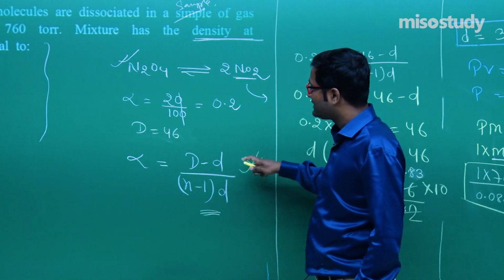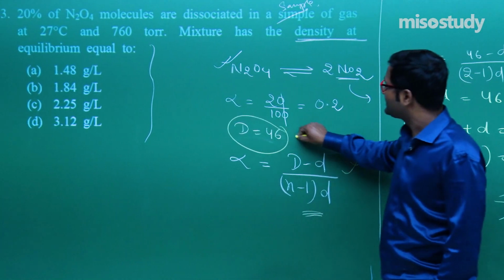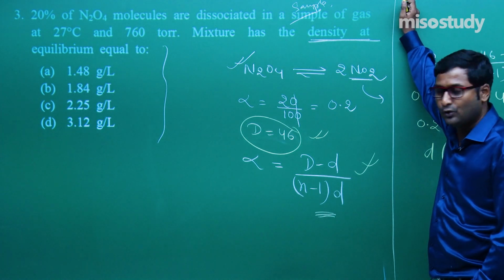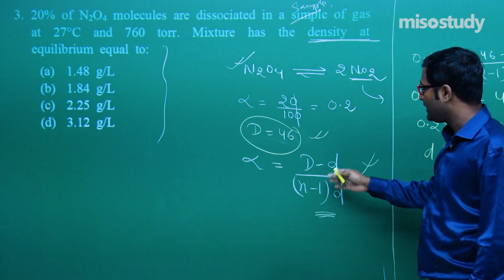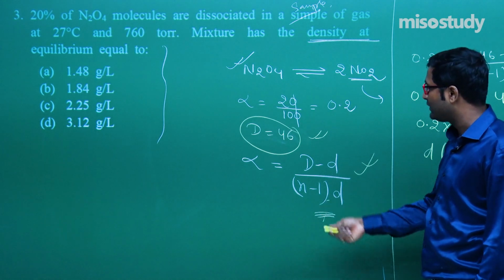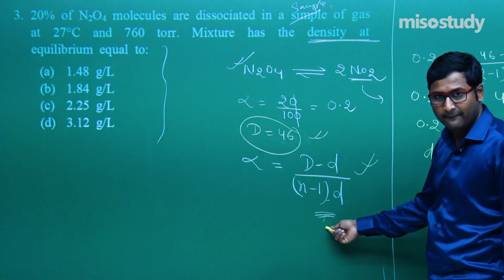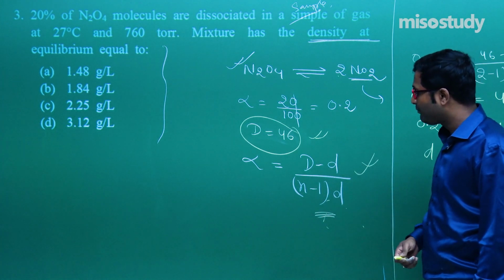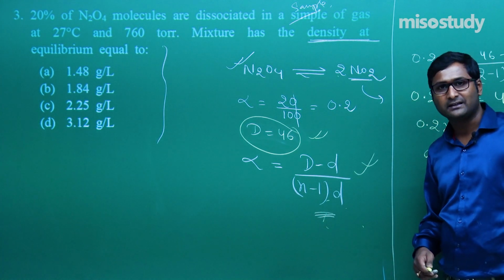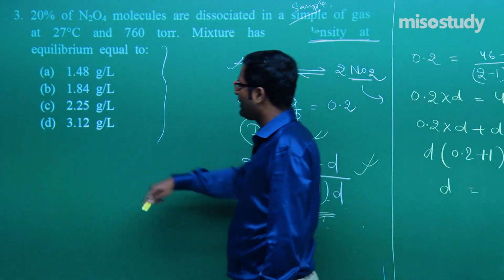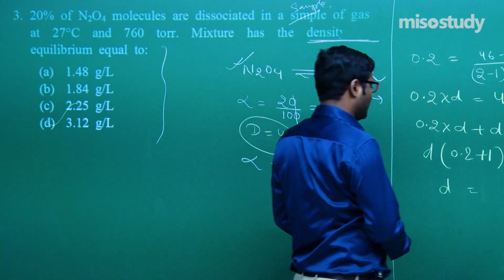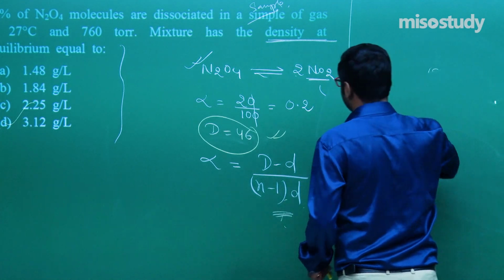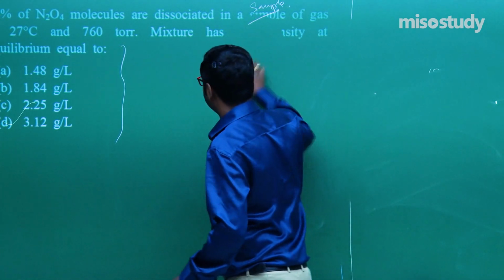This is the expression. Dissociation: here this D is the given initial value, that is 46. Now put the value: alpha is equal to (D minus d) upon (n minus 1) into d. Here n is equal to 2, that is 2 moles on dissociation. Now if you put this value, then definitely you will get the answer. So in this case, if you solve, D is the correct option. I'm going to rub this part, friend, and we'll discuss the next part of the question. Listen carefully to what I'm telling.